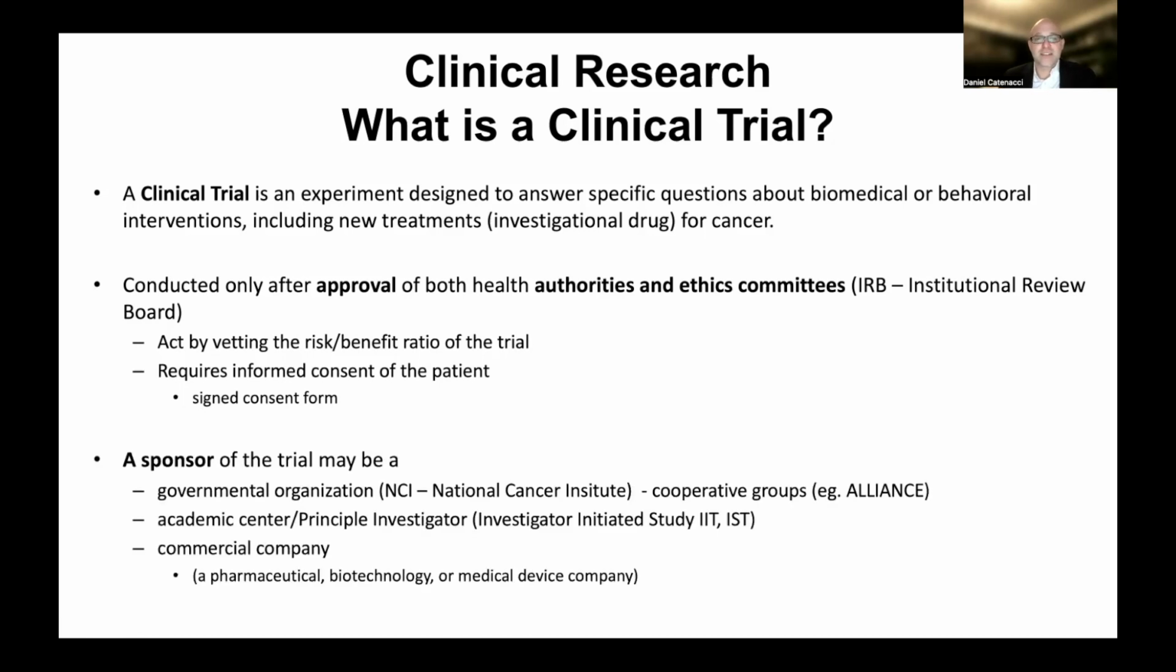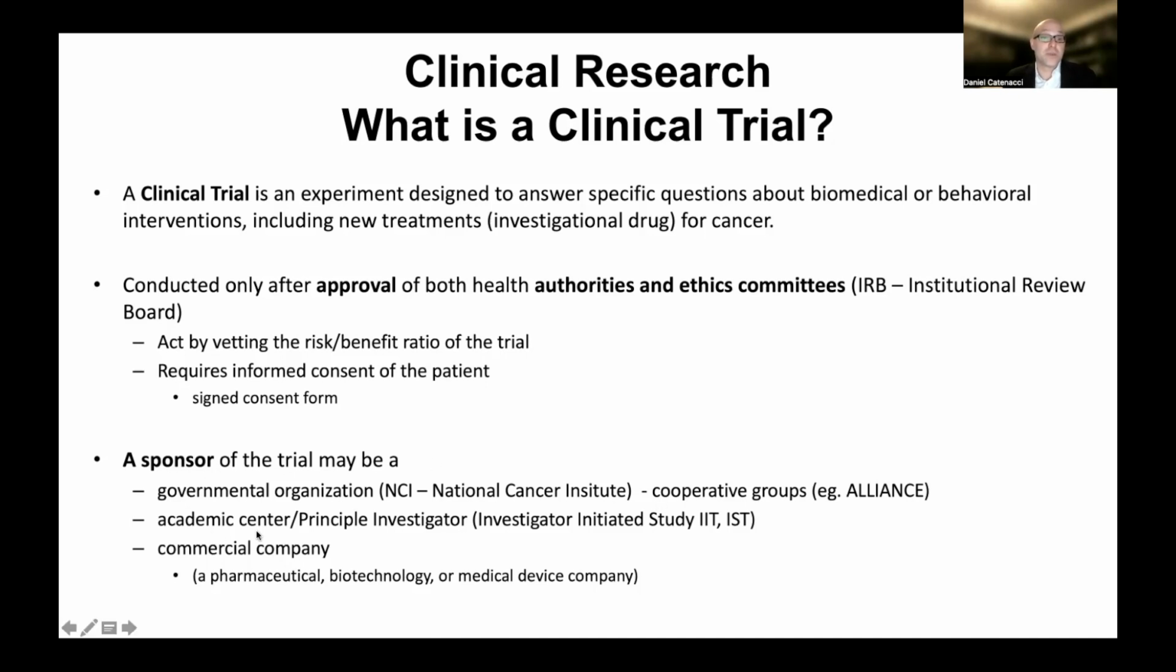The next thing to understand is that clinical trials are sponsored. They're sponsored by various entities. One can be the government. The National Cancer Institute provides funding to run clinical trials through cooperative groups. An example of a cooperative group is the Alliance for Clinical Trials Group, which is a collection of various academic centers that come together to run studies. Other examples are ECOG, Eastern Cooperative Oncology Group, or SWOG, Southwestern Oncology Group, or NRG, the National Radiation Group. And so that is one form of a sponsor.